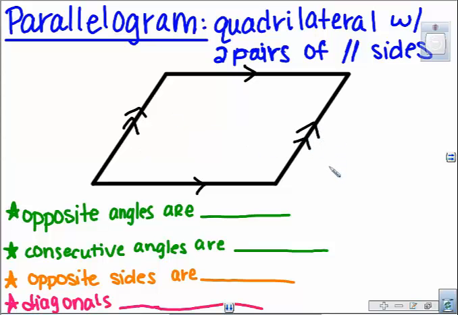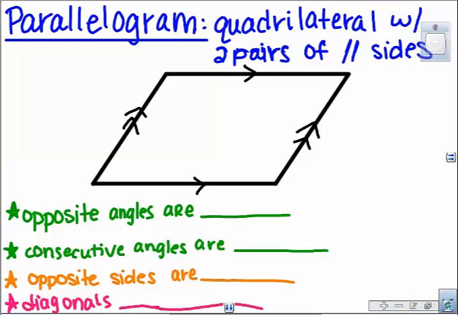marking that. There are several things that you need to know about parallelograms, and these are true for all parallelograms. Even when we get into specific parallelograms such as rhombus, rectangle, and square, these will still hold true. The first couple deal with the angles of parallelograms.